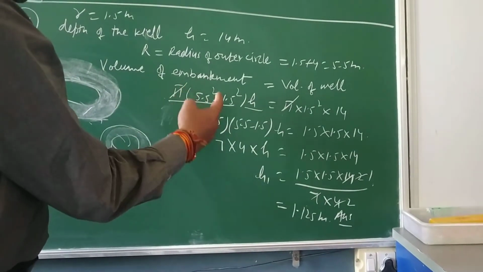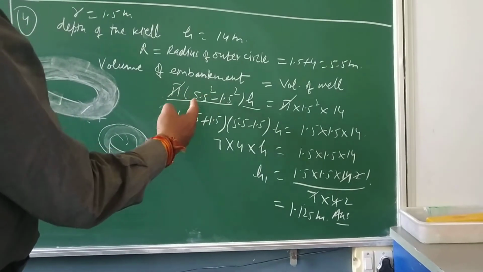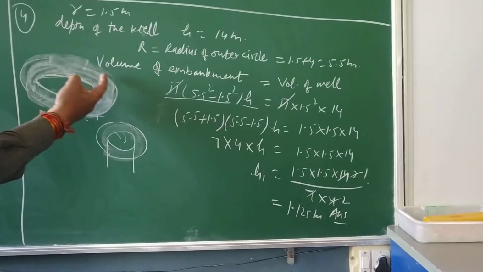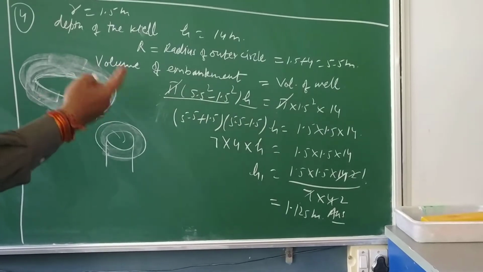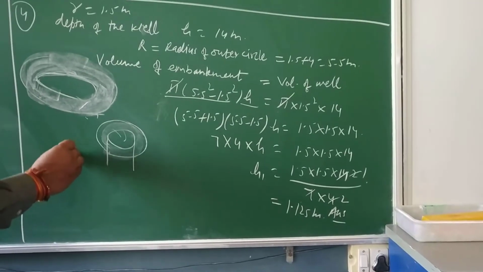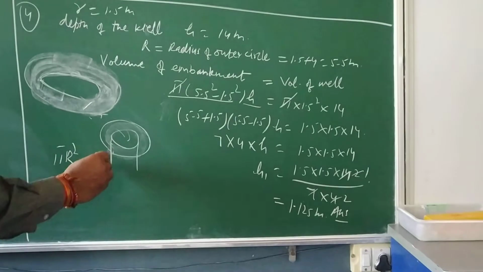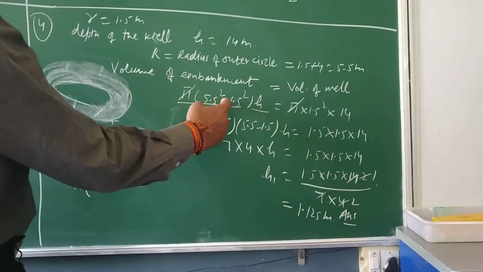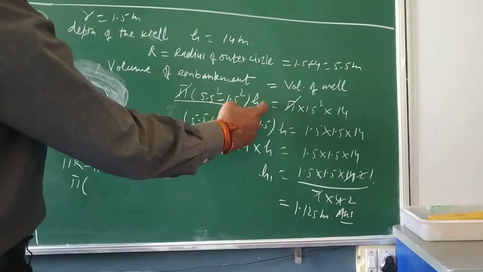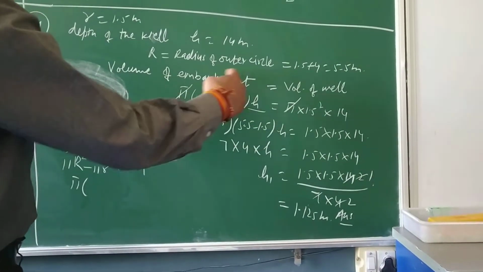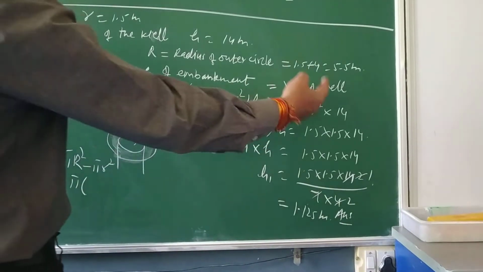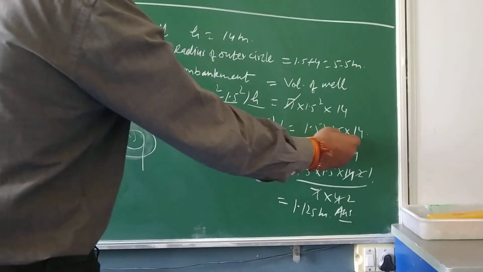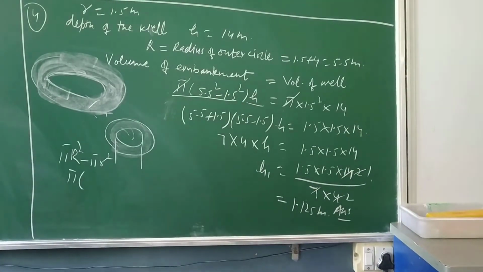So pi r square, that is the ring outer, means one is the inner circle, another is the outer circle. So pi capital R square minus pi small r square is the area of the ring. So if I take pi common, it comes with 5.5 square minus 1.5 square and into height. So that is the volume of the earth taken out, which is equal to the volume of the well, whatever the earth you are digging from the well. That is given 1.5 into 1.5 into 14.